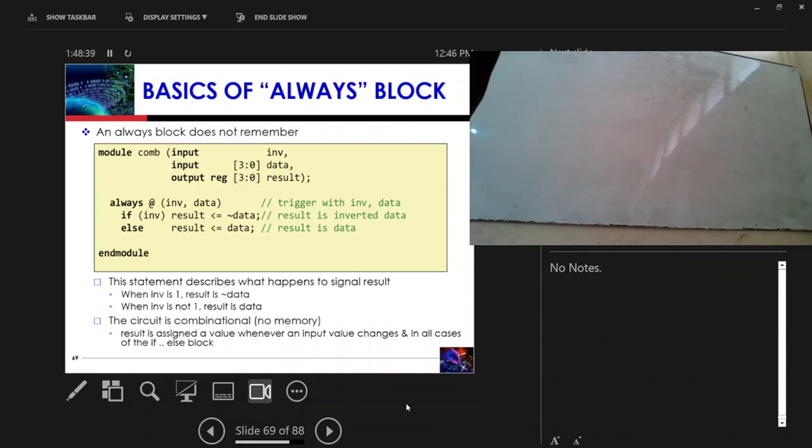For instance, if you see a code like this: always at INV data, if INV is equal, result is equal to not data, else result is equal to data, right? Does this code remember? Is this combinational logic or sequential logic? If I say combinational or sequential logic, it means: does the code remember or store anything?